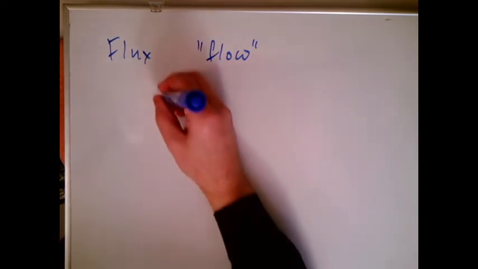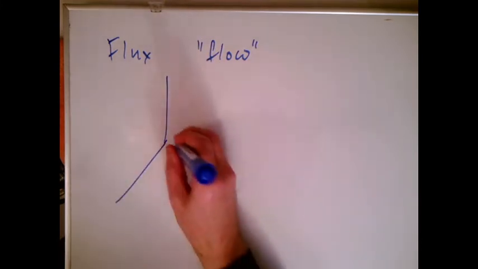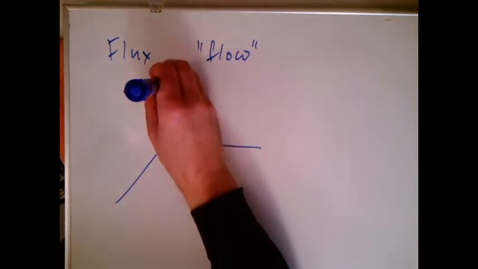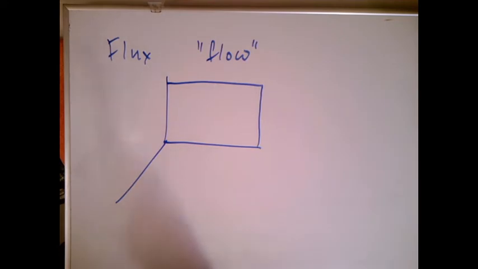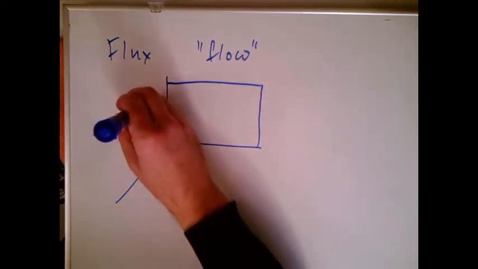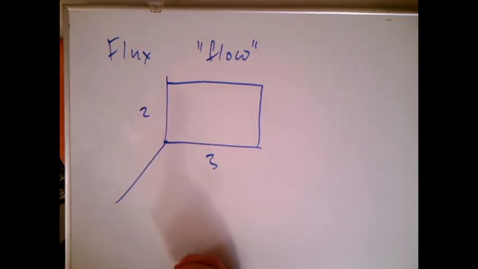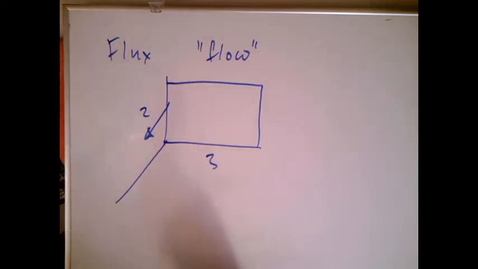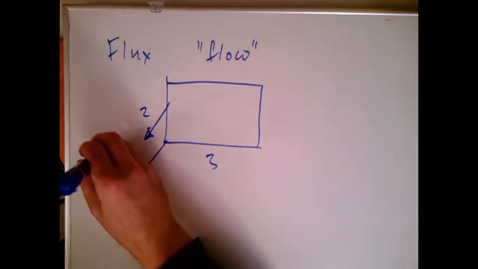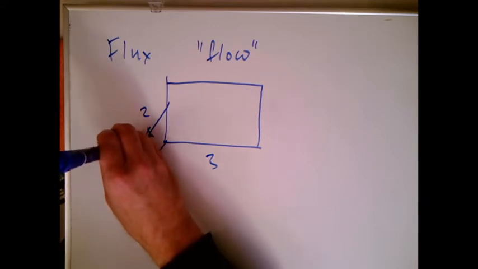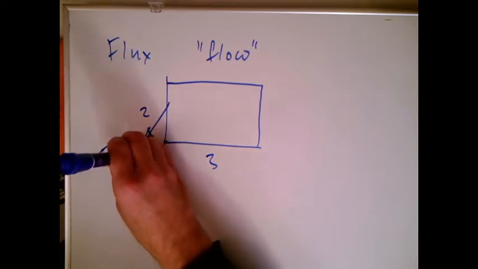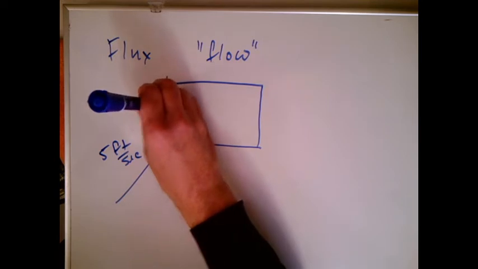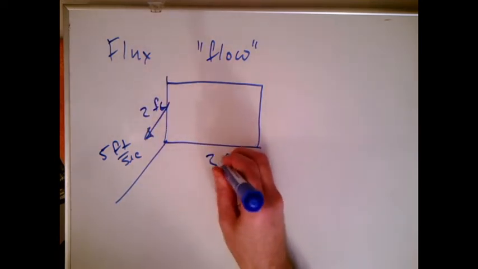Let me give an example, and then we'll look at the units and try to describe it a little bit better. Suppose I have a big square or rectangular region up there that's 2 feet by 3 feet, and water is just flowing directly into our room at say 5 feet per second. So let's call this 5 feet per second. Let's call this 2 feet. Let's call this 3 feet.